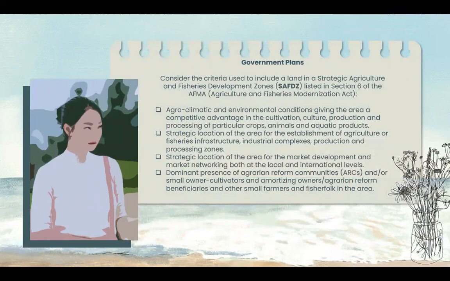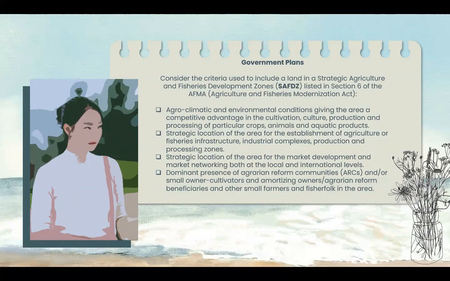One must be acquainted with certain Philippine laws regarding use of lands in farming. The Republic Act 8435, or what we call the Agriculture and Fisheries Modernization Act, or AFMA, details the regulations in identifying areas that can be used for agriculture. Cooperate with the regional office of the Department of Agriculture to know if the property is suitable for farming. Consider the criteria used to include a land in a Strategic Agriculture and Fishery Development Zones, or SAFDZ, listed in Section 6 of the AFMA.